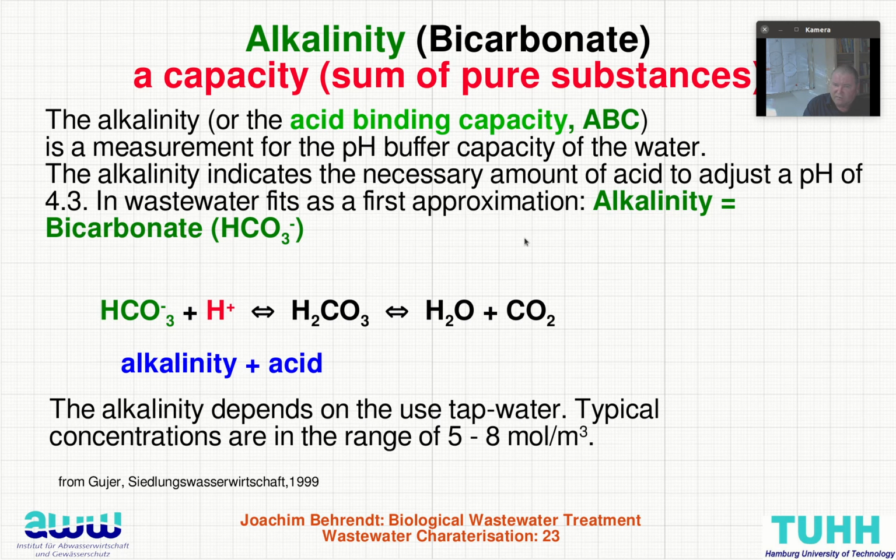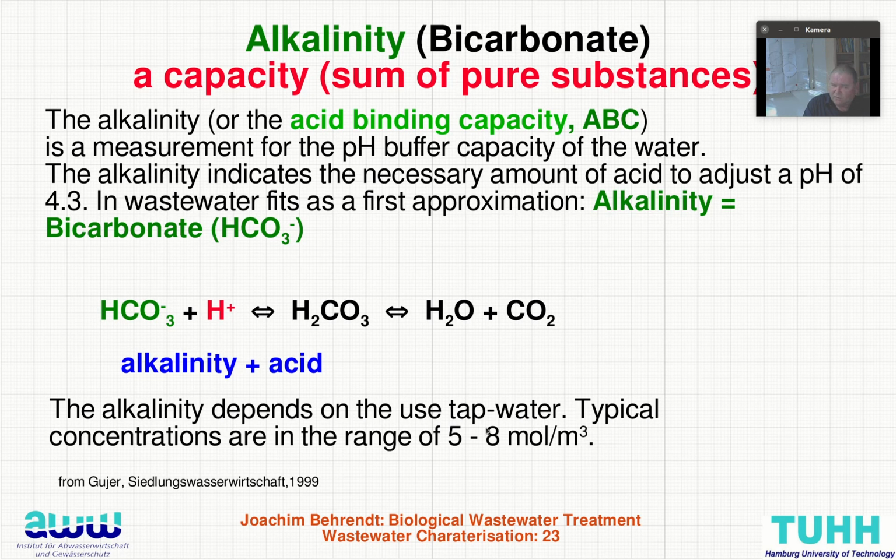And finally, we are measuring the amount of acid. This is necessary to adjust the pH to 4.3 in the wastewater, because bicarbonate is the dominant buffer system. If we have bicarbonate in the water and add some acid, this reacts to carbonic acid, which dissociates to water and CO2. And CO2 is stripped out, and therefore the pH stays constant.